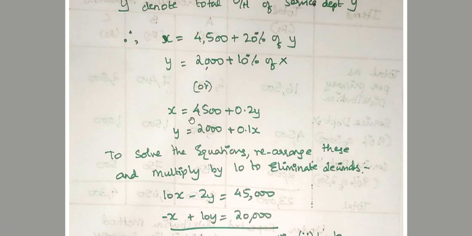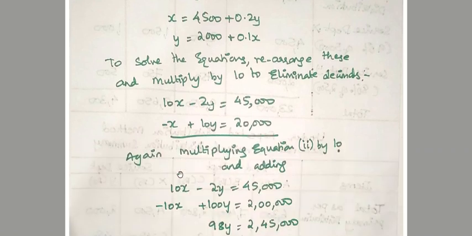If you bring this down, you will get 4,500 plus, if you convert the percentage into decimal, 0.2 Y, and Y is equal to 2,000 plus 0.1 X. So X and Y you have. Now we will solve the equations. To solve, rearrange these and multiply by 10 to eliminate the decimal. So you will get 10x minus 2y is equal to 45,000, and minus x plus 10y is equal to 20,000.